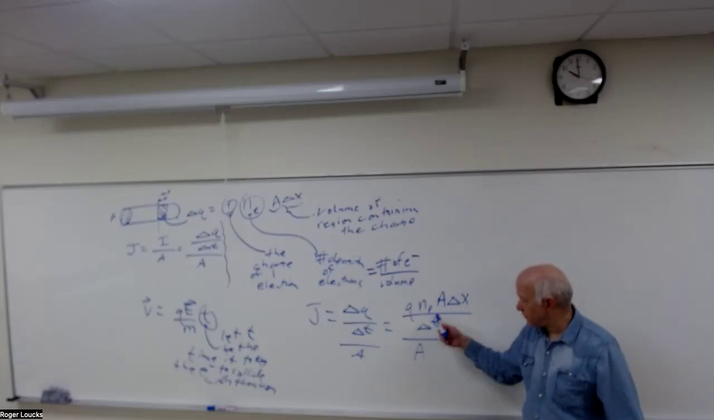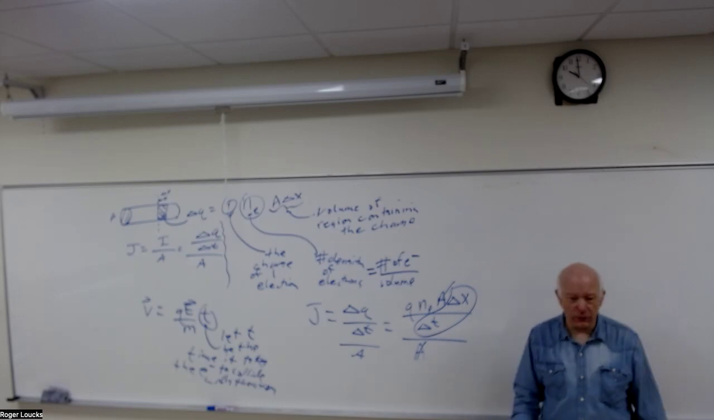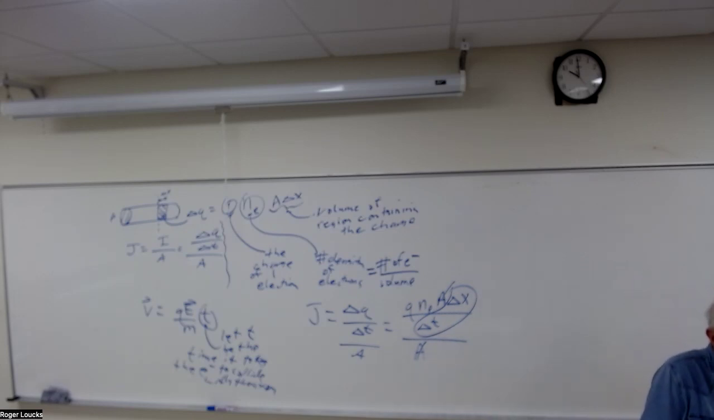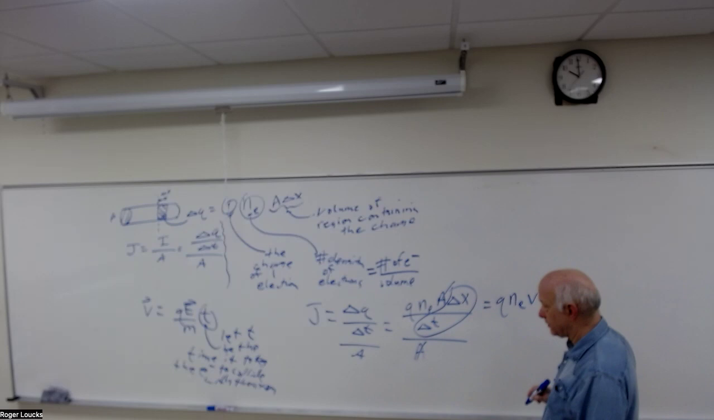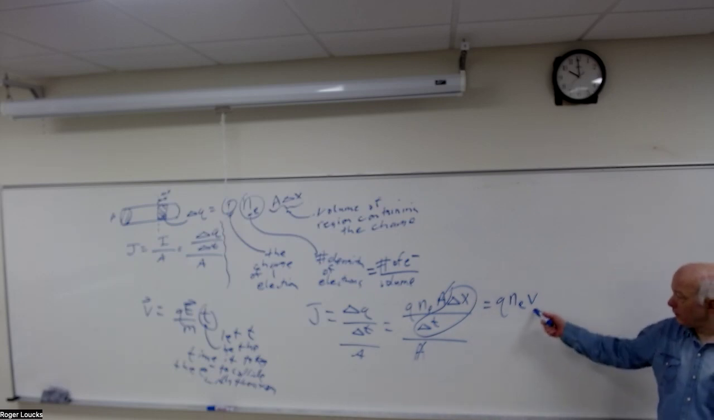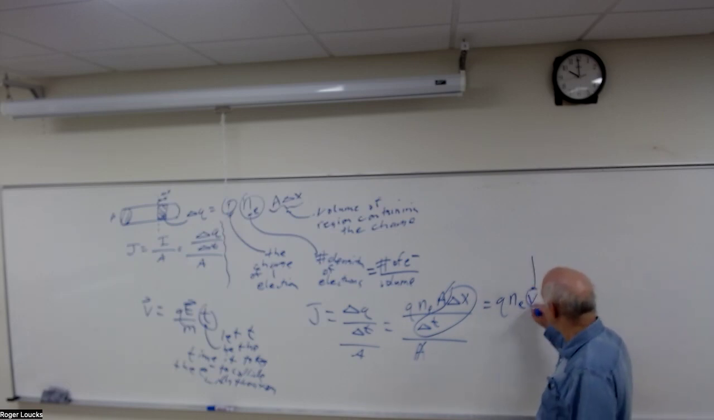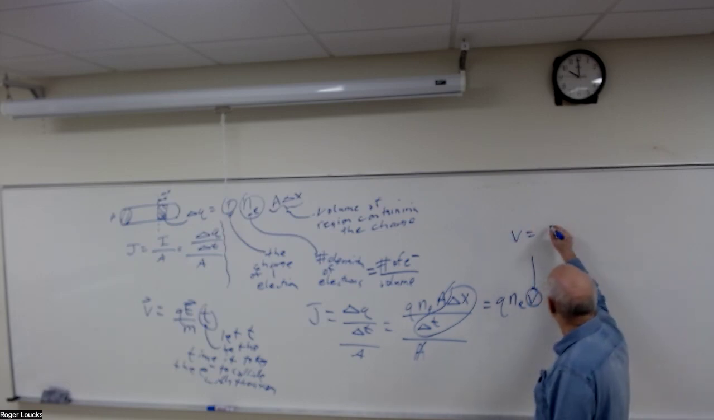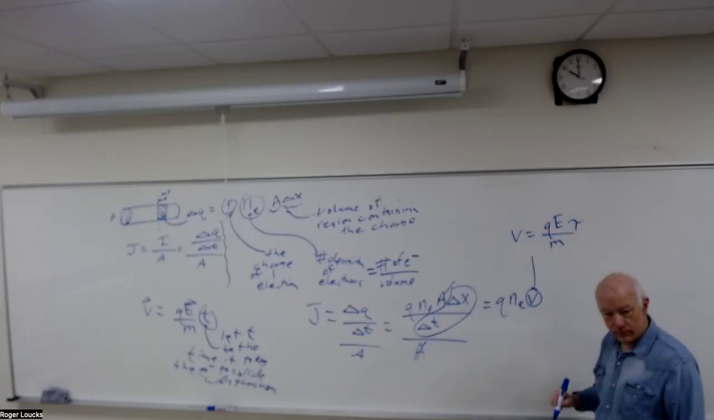What are these A's going to do? Cancel. I think delta X over delta T is a friend. That's a velocity. This is my Q and E times V here. Oh, do we know anything about that V? Yeah, we do. We know that this V is Q, E, tau over M.